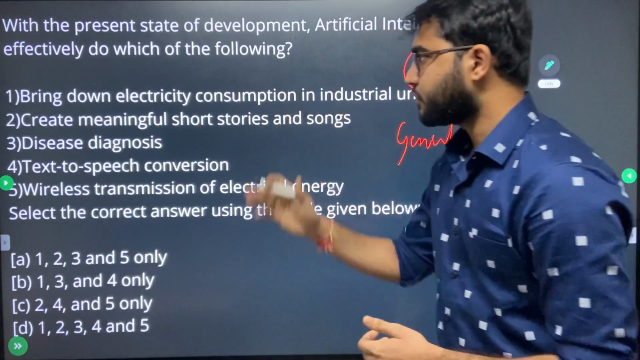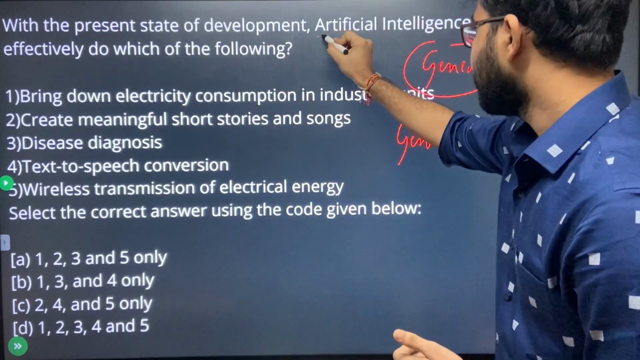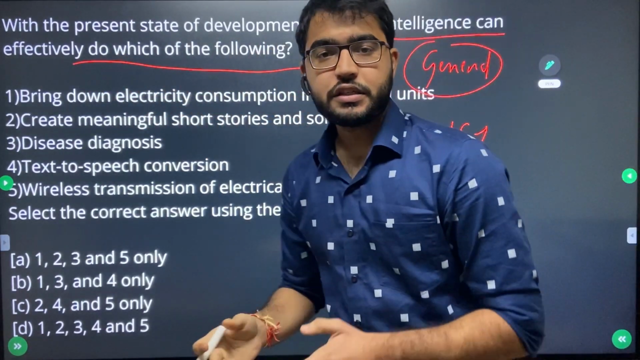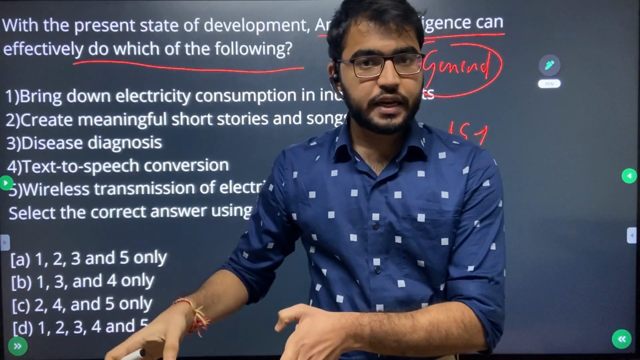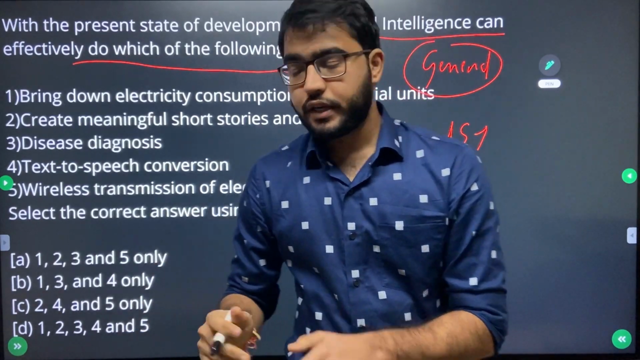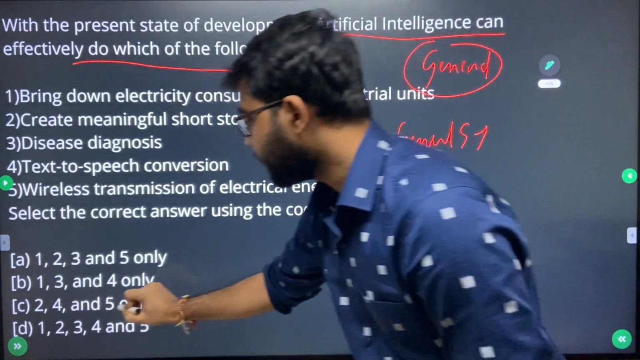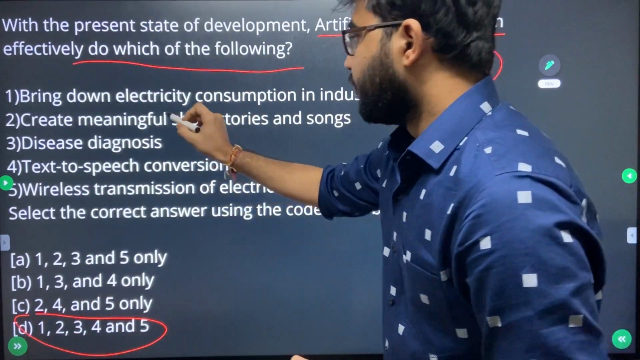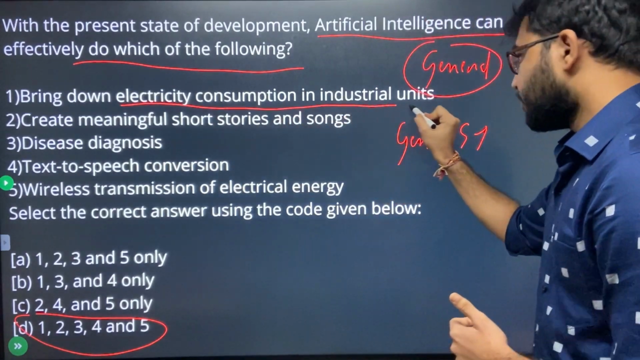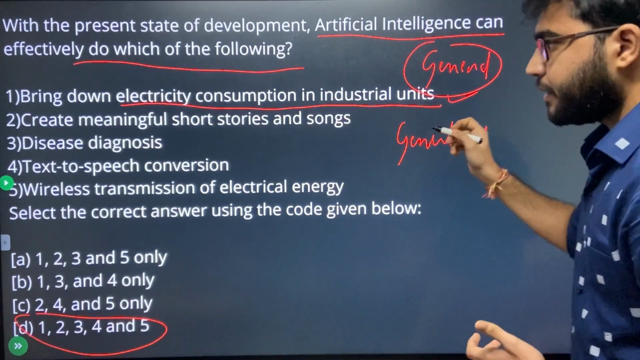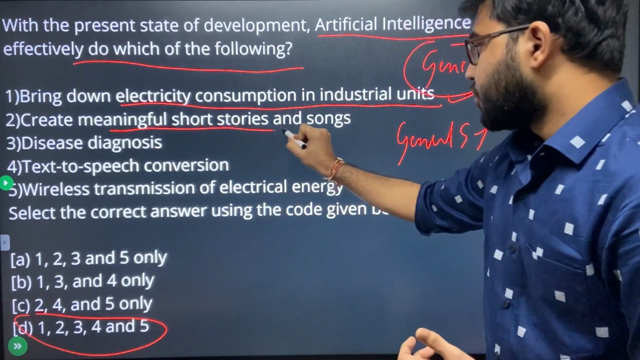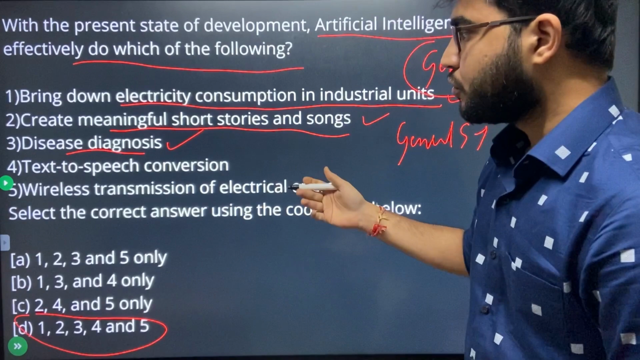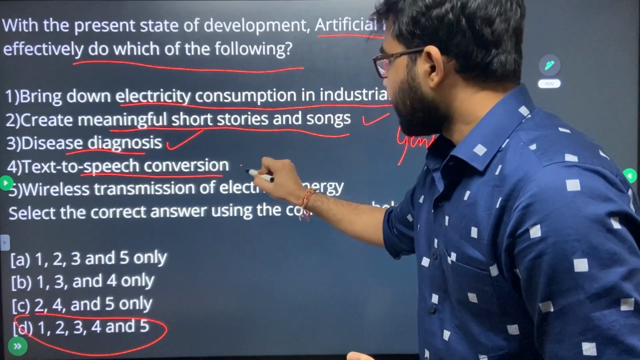Again, next question. With the present state of development, artificial intelligence can effectively do which of the following? Again, this is an application-based question. Even in the previous question we have seen, the answer is D. Even in this question, the answer is D. This is an all of the above type of question. We will read: bring down electricity consumption in industry units. Of course it uses AI. Create meaningful short stories and songs. Of course, disease diagnosis, again it is true. And text to speech conversion, AI can do.